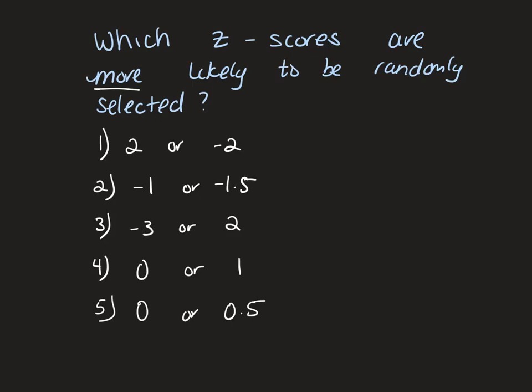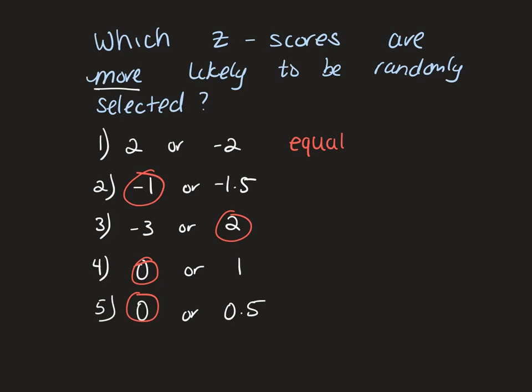Try these 5. For each set of z-scores, choose which one is more likely to be randomly selected. Number 1, z of 2 or a z of -2. Number 2, a z of -1 or a z of -1.5. Number 3, a z of -3 or a z of 2. Number 4, a z of 0 or a z of 1. And finally, number 5, a z of 0 or a z of 0.5. Pause here, get your answers, and then hit play to see the results.